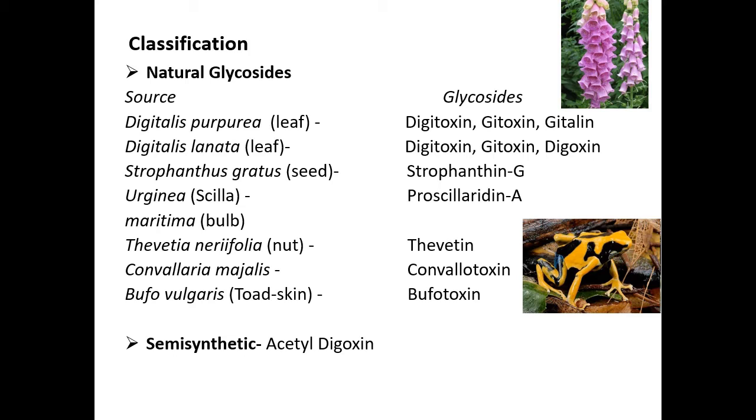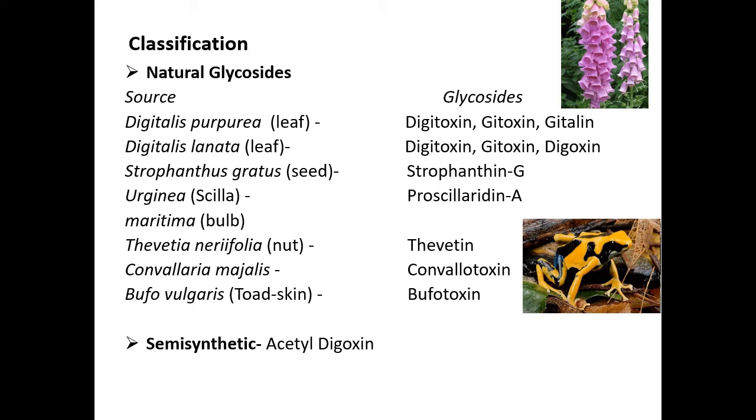Cardiac glycosides are classified into natural and synthetic categories. Natural glycosides are categorized depending on their biological sources. The basic glycosides obtained from Digitalis purpurea leaf are digitoxin, gitoxin, and gitaloxin. From Digitalis lanata leaf, as you can see here, are digitoxin, gitoxin, and digoxin. From Strophanthus gratus, strophanthin G is obtained.